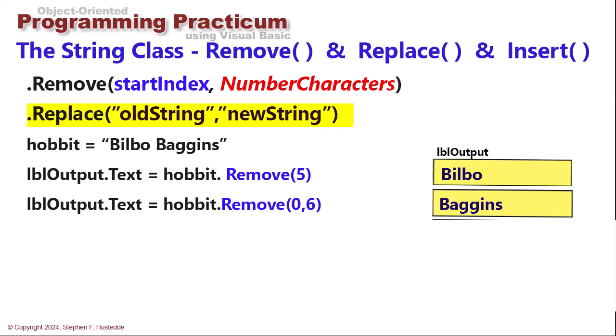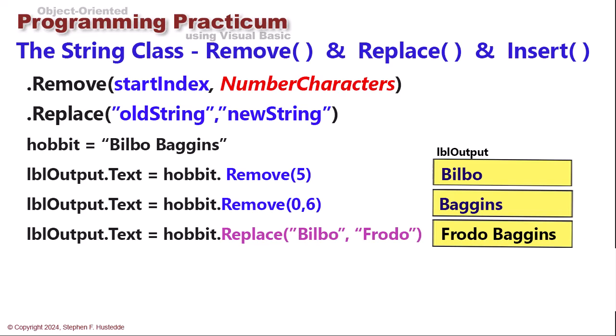We also have a replace method where I can specify an old string and the new string and replace the old string with the new string. So again, taking our hobbit example, LBL output.text equals hobbit.replace, I can replace Bilbo with Frodo, and what goes into the text property of LBL output in that case is Frodo Baggins.